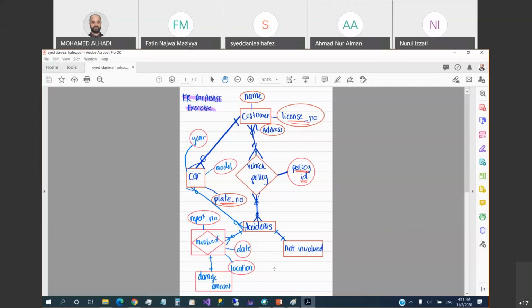If you have anything other than this you want to discuss here, I only discuss the things that are totally wrong. Like this damage amount actually is an attribute, it's not an entity, and you put it here in a box. You also forgot the underline of primary keys here, report number. Also the relation between the accident here: the involved relation is supposed to be between the car and the accident, not aside here. So these are all of your mistakes.